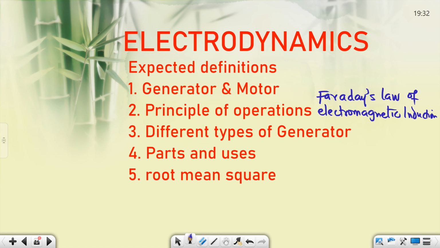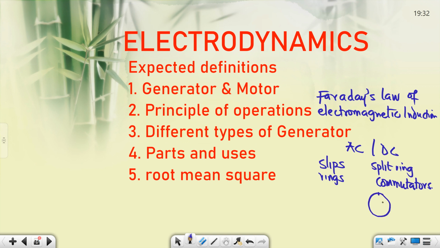The different types of generator, we know we have AC and what? DC. And for AC, you know what we have? Two slip rings. And for DC, we have split ring commutators. And I told you how to remember. If you take a ring and split it into two, that is your D. And that is your C on the left-hand side. So you can see I am splitting.